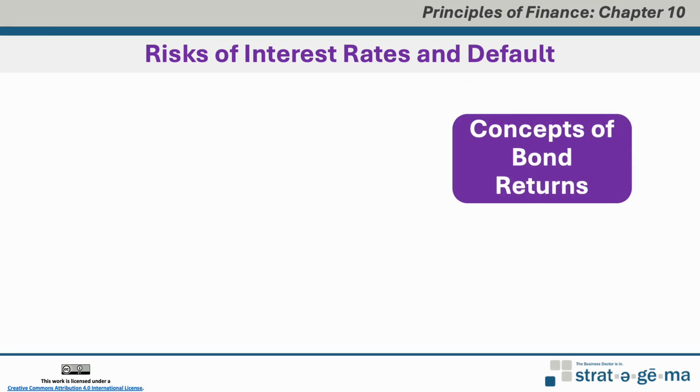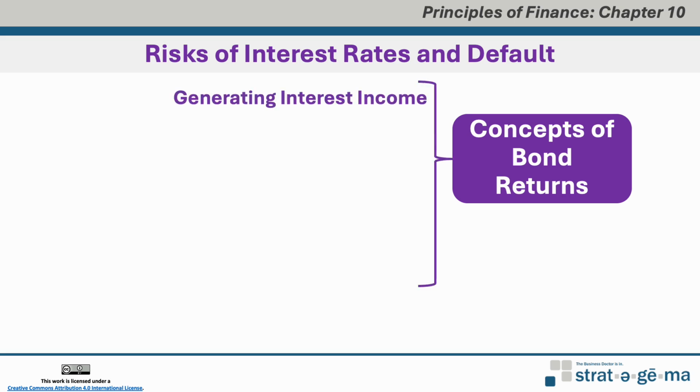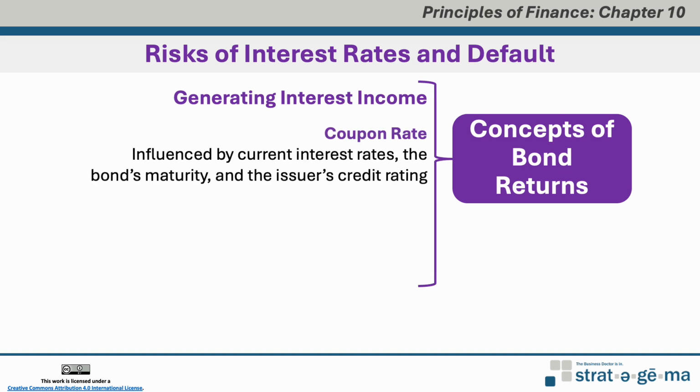Now we'll move to bond returns. So now we'll look at how bonds generate returns for their investors. So the first is generating interest income, and that comes from the coupon rate. And again, the coupon rate is influenced by the current interest rates, the maturity, the credit rating of the issuer, etc.